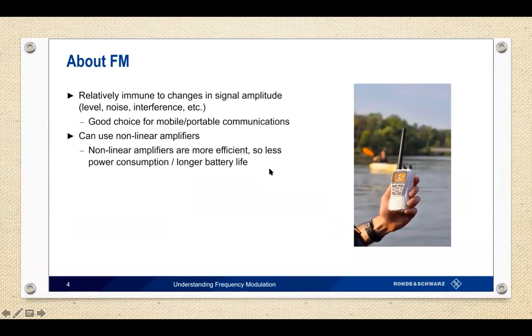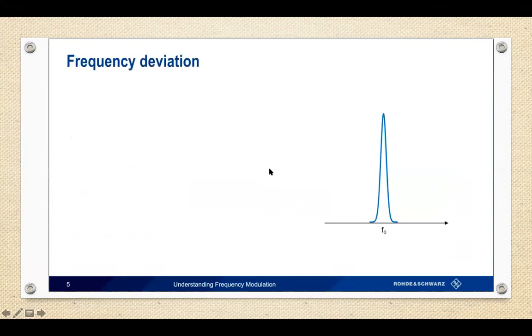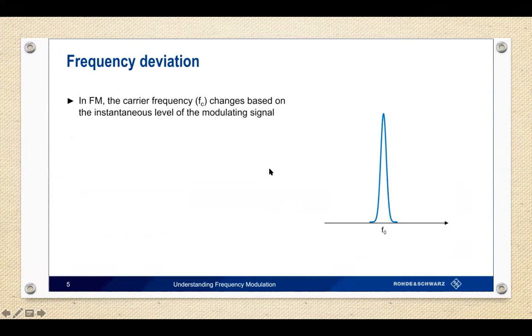However, FM does have a relatively poor spectral efficiency compared to other analog modulation schemes, like conventional AM or single sideband, in that it requires much wider bandwidths. The width of an FM signal is a function of its frequency deviation. Remember that in FM, the carrier frequency, F sub C, changes based on the modulating signal. In other words, the carrier moves up and down in frequency as the modulating signal changes.